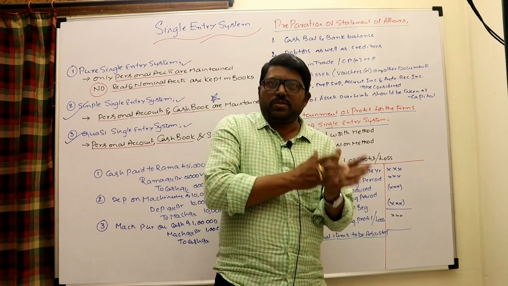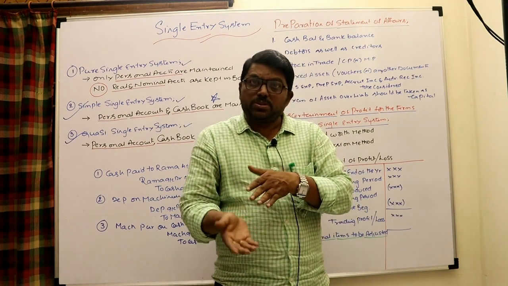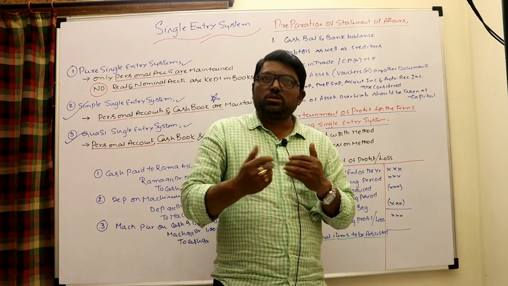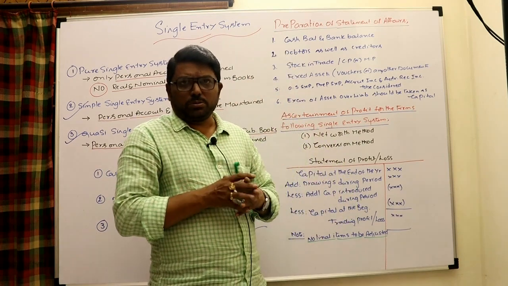So that amount should be given by the business to the businessman. Interest on drawings should be given by the businessman to the business. Salary or commission to partners should be given by the business to the businessman. These are all what we call notional items.